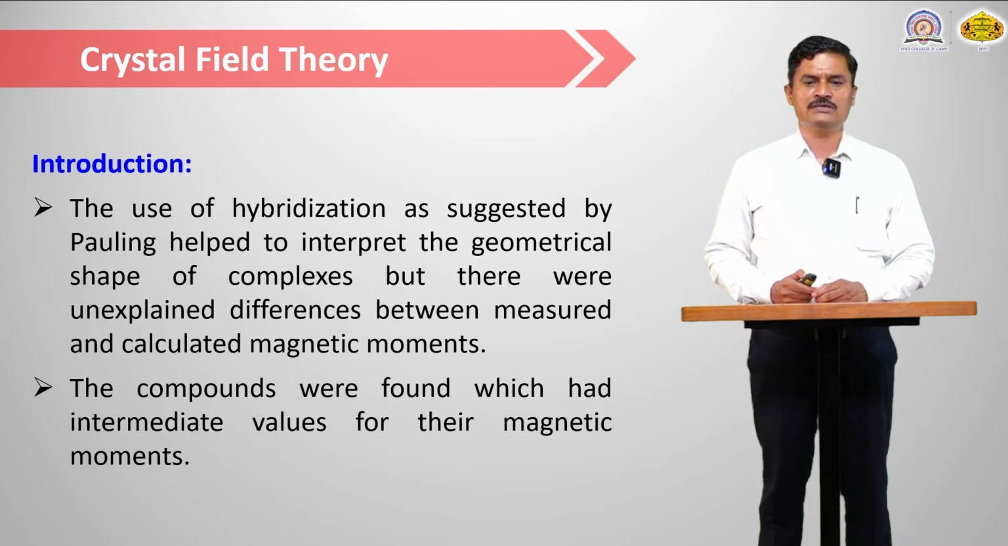The use of hybridization, suggested by Pauling, helps to interpret the geometrical shape of the complex, but there were unexplained differences between the measured and calculated magnetic moment, meaning valence bond theory does not explain the magnetic property of all the complexes. Compounds were found which had intermediate values of their magnetic moment. So crystal field theory explains the magnetic property of the complex, which depends upon the number of unpaired electrons.